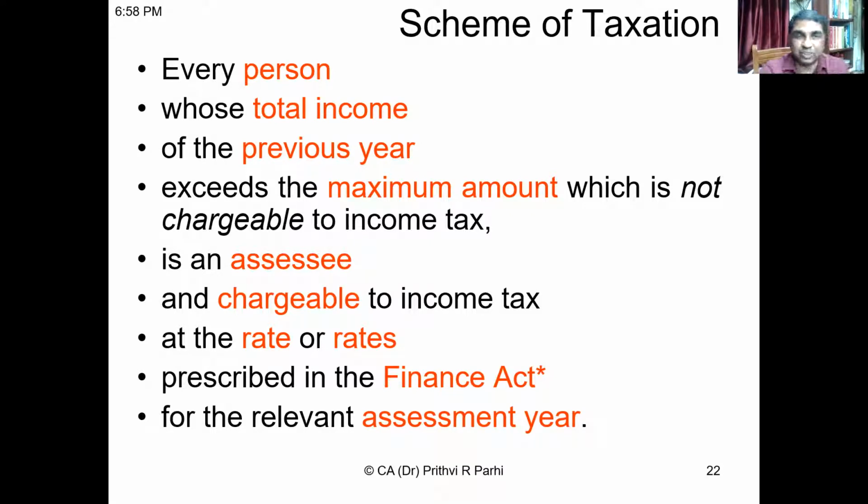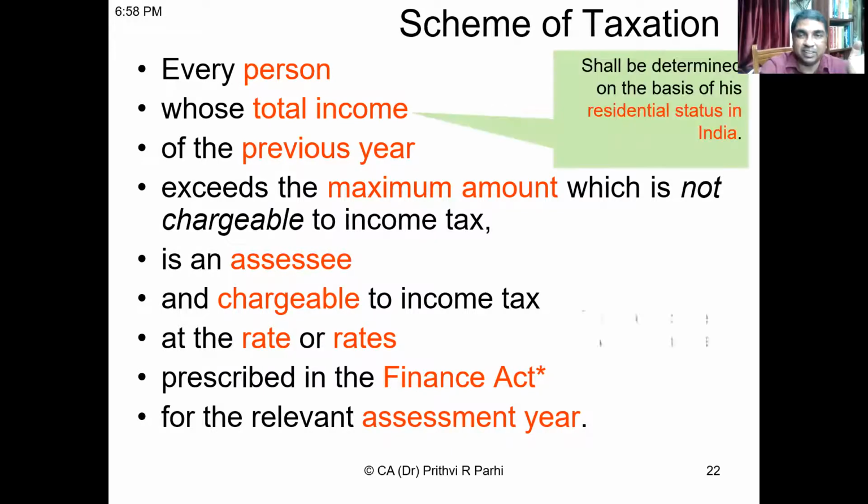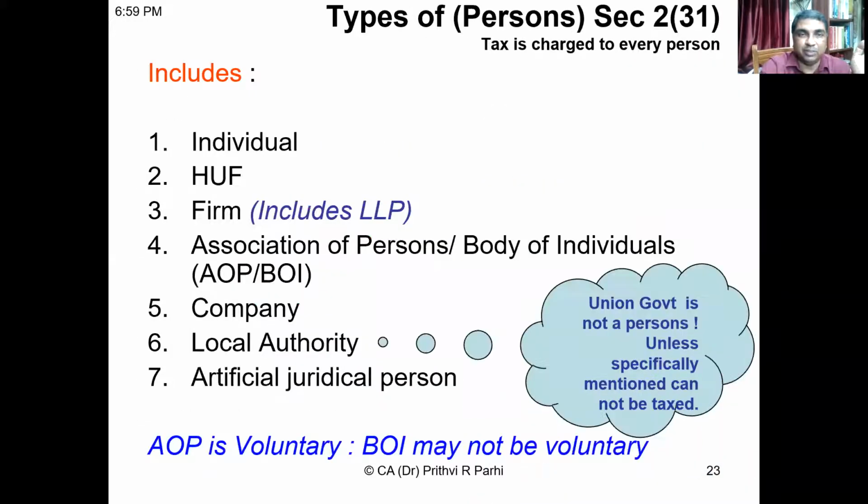And in that context, we have discussed that various kinds of persons are there. We have also seen the definition of person. Person includes these 7 categories of person. We know who are individuals, who are HUF, who are firm, who are AOP, BOI, and what is the meaning of company. I think up to this we had discussed earlier. Yes or no? Yes, sir.